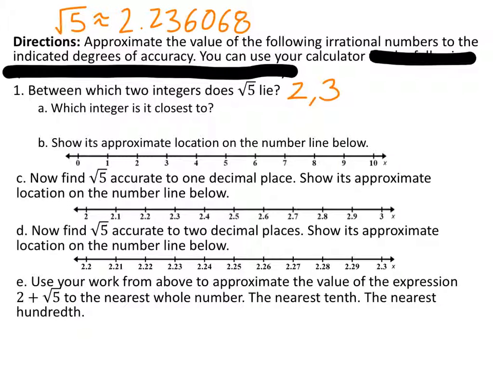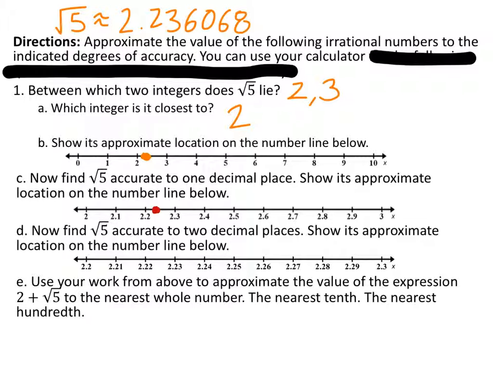Well, if I rounded 2.23 to the nearest whole value, I would keep that 2 in the ones place. So it is closest to 2, not 3. And 2.2 would be about right there on my number line. And of course they've expanded it in C to be just between 2 and 3. So 2.2 is this line right here, but 2.23 would be about right there, that red dot.